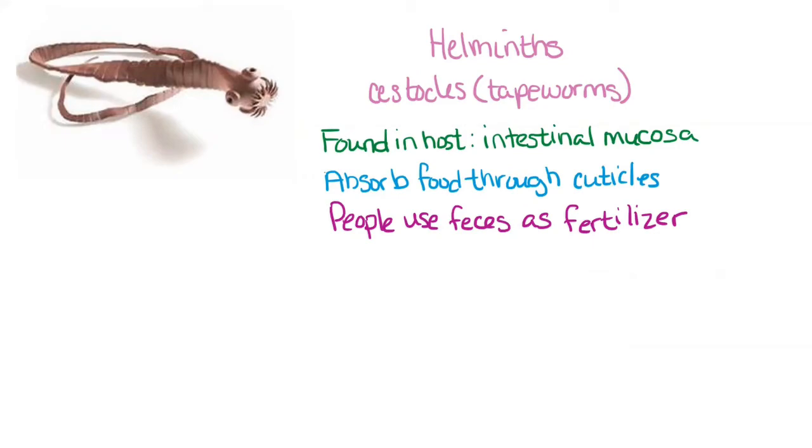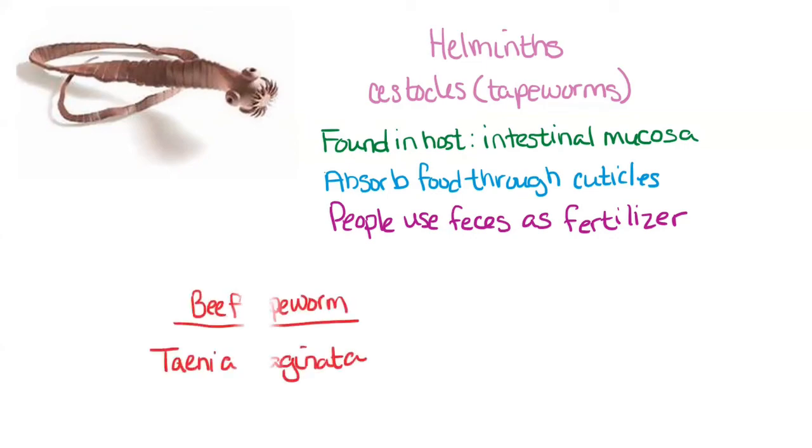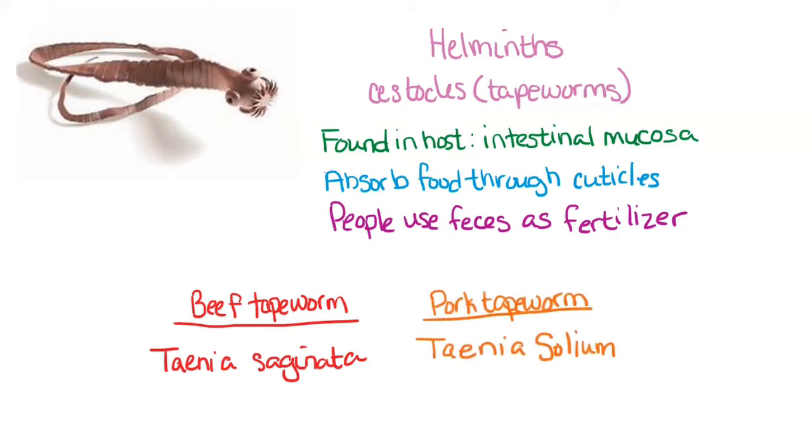Now, people use feces as fertilizer. So the feces would have the eggs of the tapeworm, or the actual adult tapeworm itself, and they use the feces as fertilizer to grow their crops. Now, they can eat those crops, or the animals that they eat can eat those crops and ingest the eggs of the tapeworm or the adult tapeworm. And I'll give you two examples. We have the beef tapeworm, Taenia saginata, and the pork tapeworm, Taenia solium.